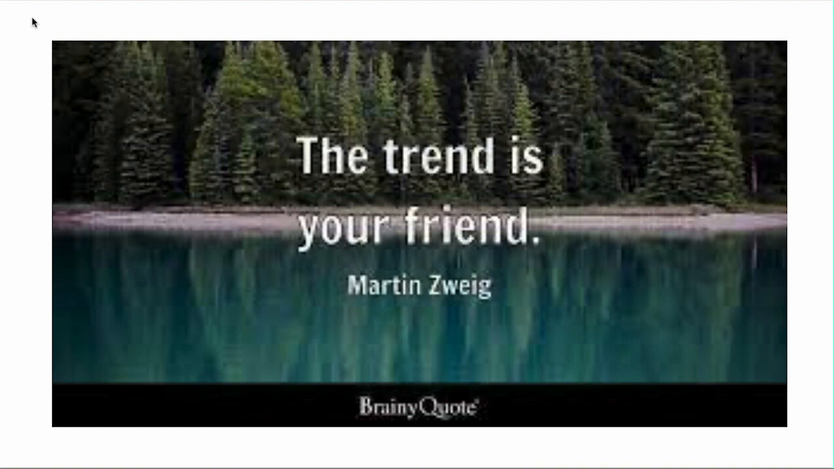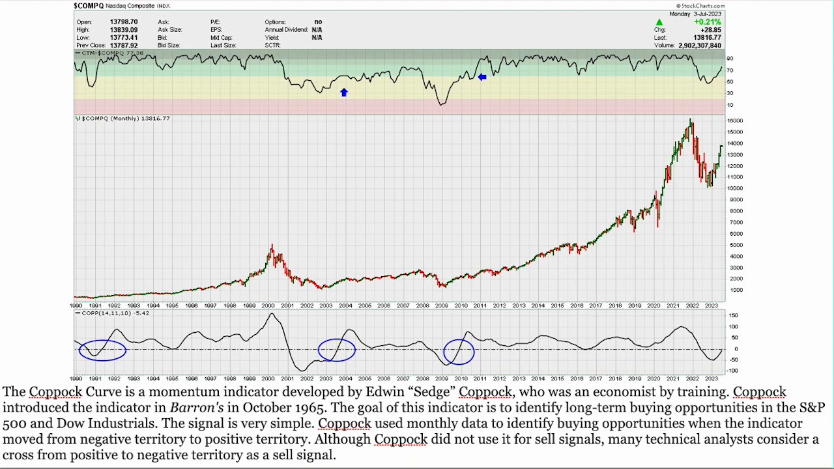So let's take a look at an indicator that is designed to determine a reversal of trend in the stock market. Now, this is the Coppock curve. This was developed by a gentleman by the name of Edwin Coppock. He developed this indicator in 1965. And the goal of the indicator is to identify long-term buying opportunities in the market. And the signal is very simple.